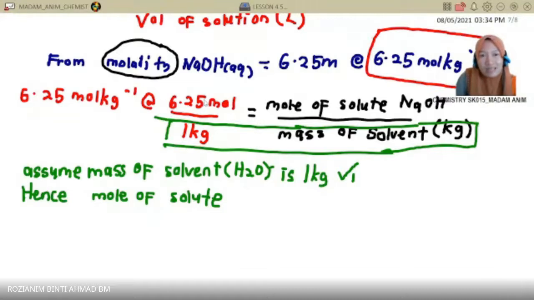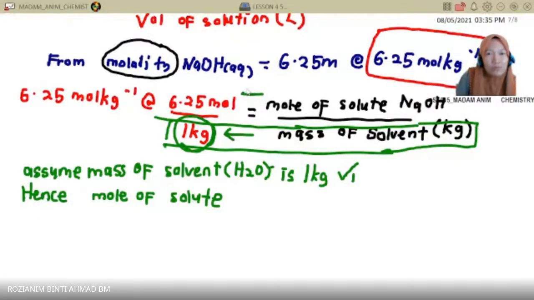Nampak tak? Daripada sini, molality, definition molality, mole of solute dissolve in 1 kilogram solvent. So maksudnya, 1 kilogram ni memang wajib. Dia tidak akan berubah. Itu kriteria dalam molality. So, we can make assumption, mass solvent adalah bersamaan dengan 1 kilogram. So, therefore, what is the value mole of solute?